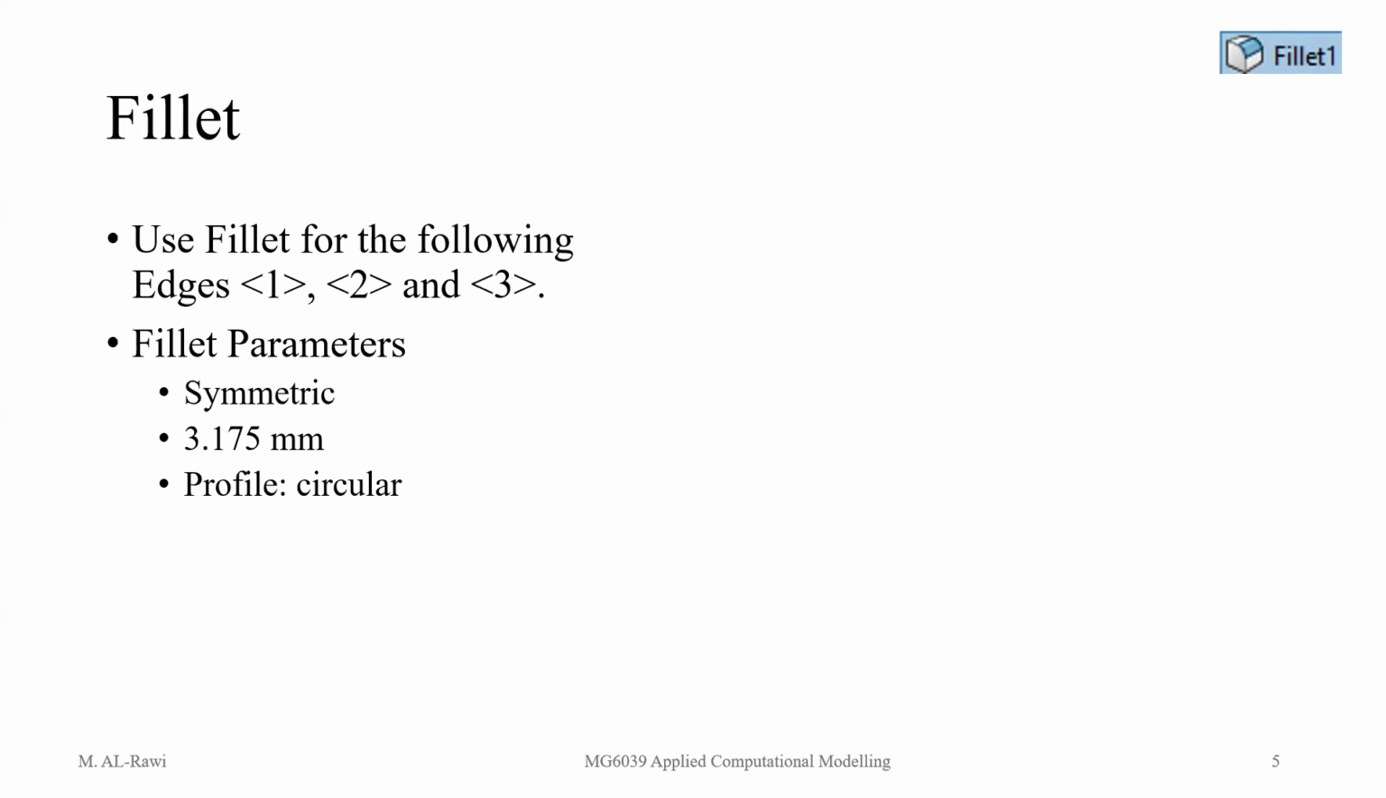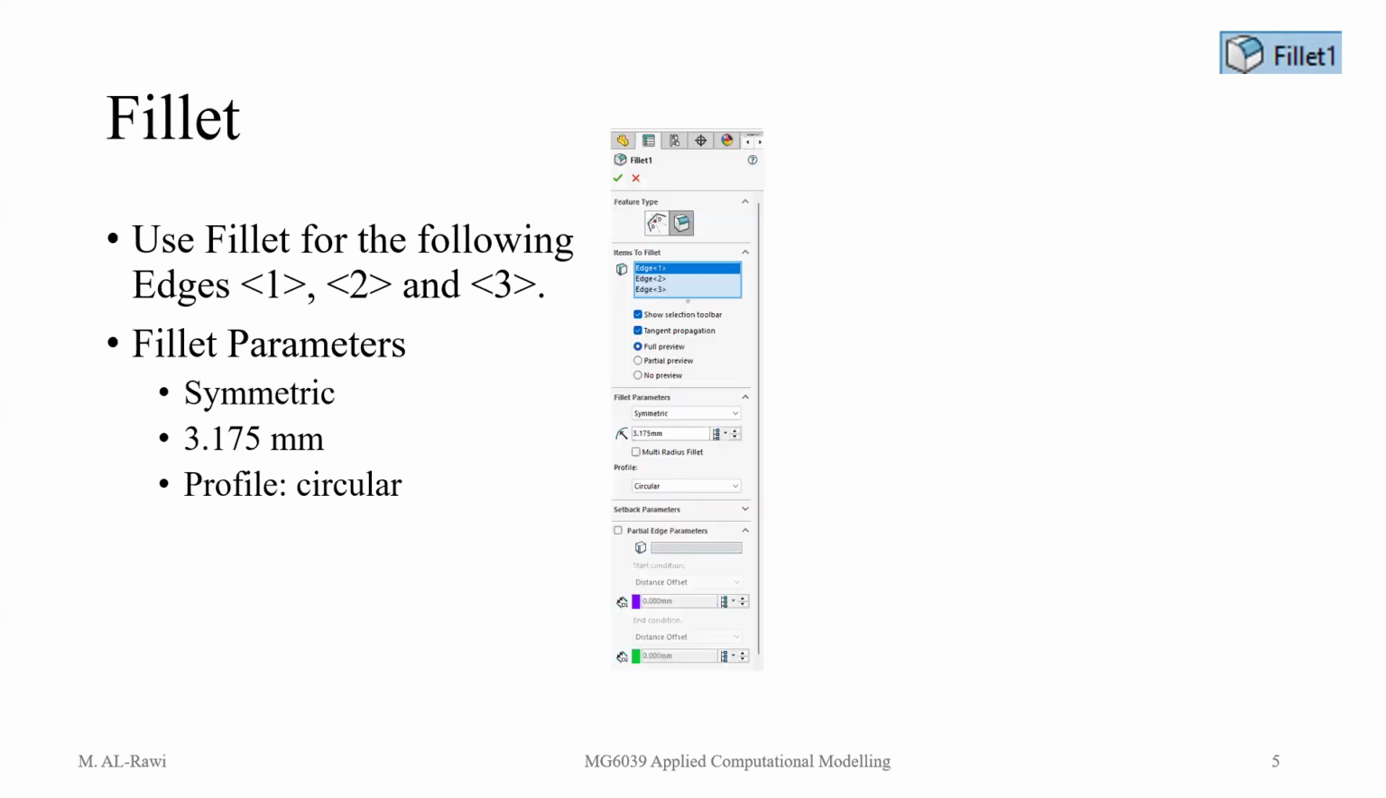Fillet. Click fillet. Under fillet, I'll tell you which edges, but before edges, we need to set it up to symmetric. The value is 3.175 millimeters, and the profile is circular. Those are your options to select.